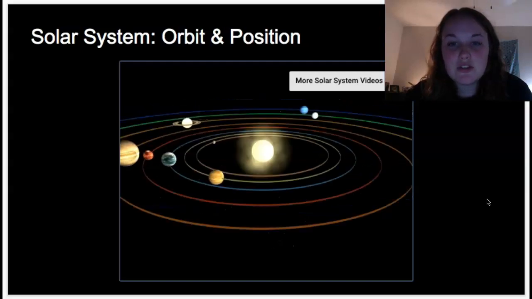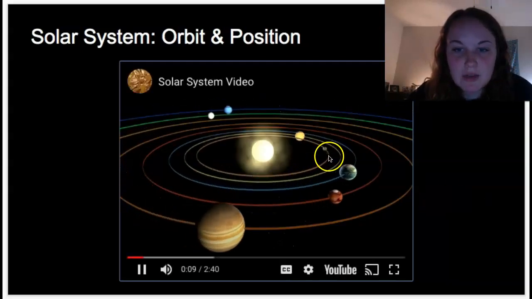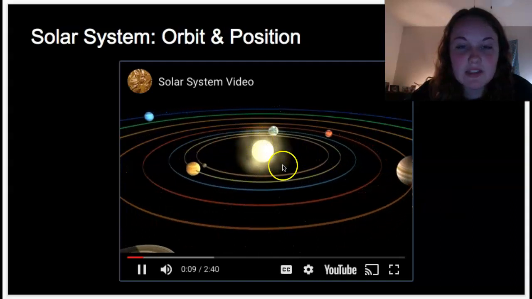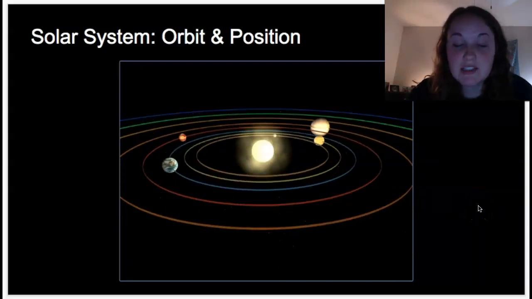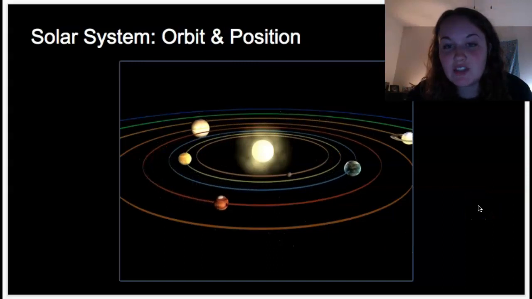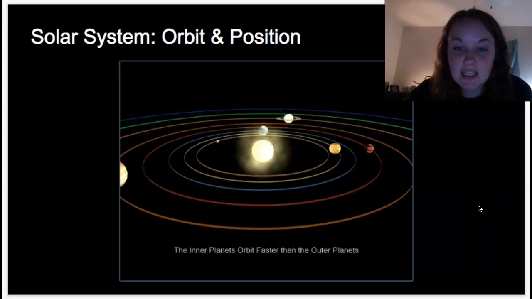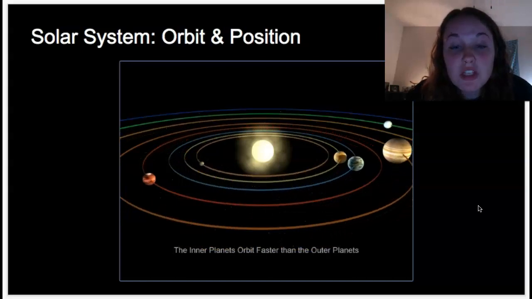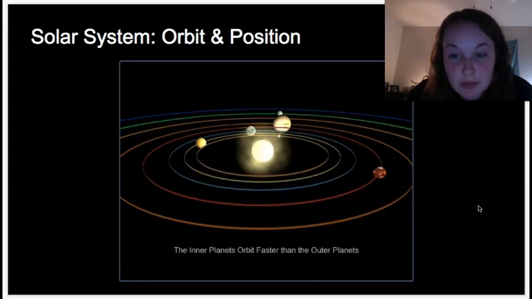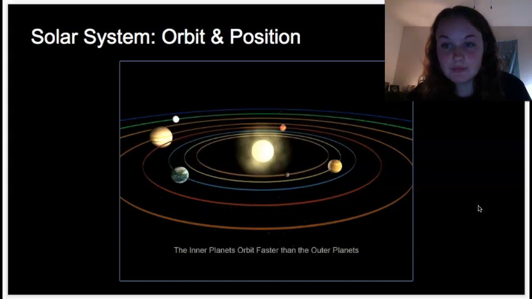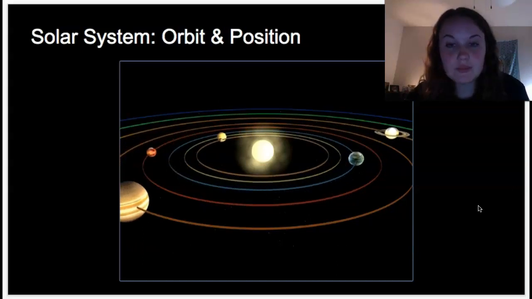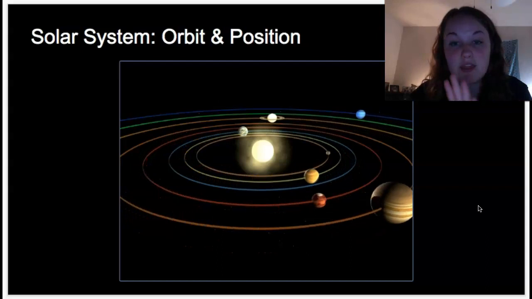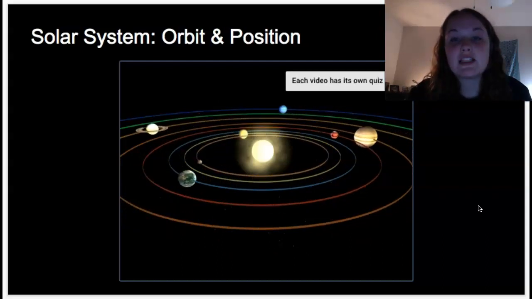If you look at Mercury here in the middle, very close, it spins so much faster than the other planets because it's closer and its orbit isn't as lengthy. And if you look, all of the inner planets orbit so much faster around the sun than the outer planets do, because they're closer and their path of orbit is not as long.